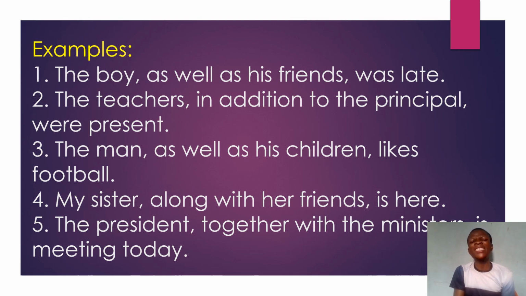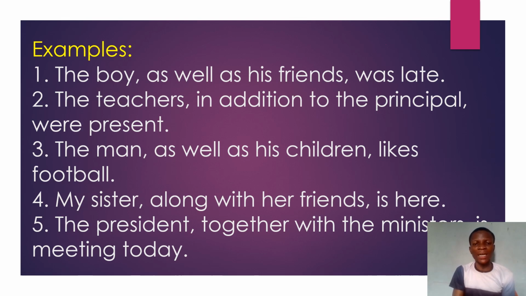But whenever you are using "as well as," the verb must agree with the first subject, which is "the boy." Is the boy singular or plural? It is singular. That means the verb we match this sentence with must be a singular verb, because the first subject is singular. The boy as well as his friends was late. That's why you use the singular verb "was."